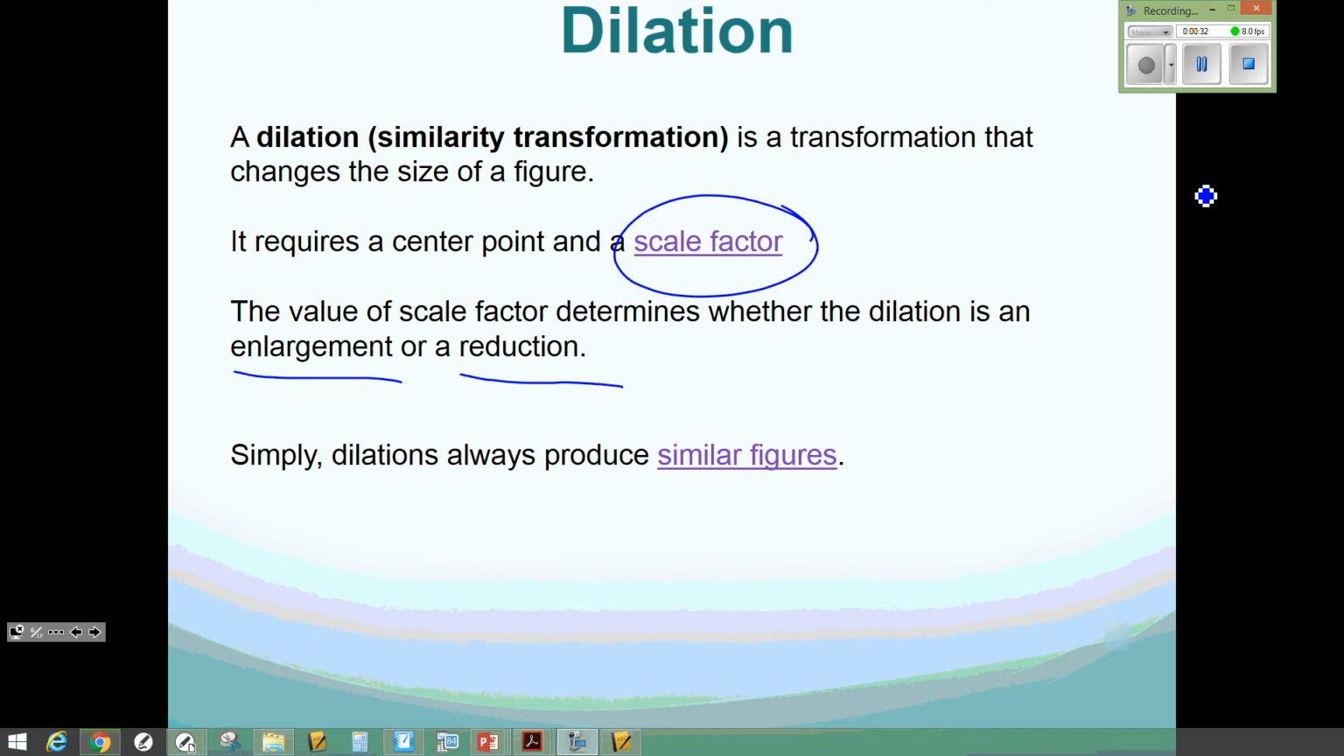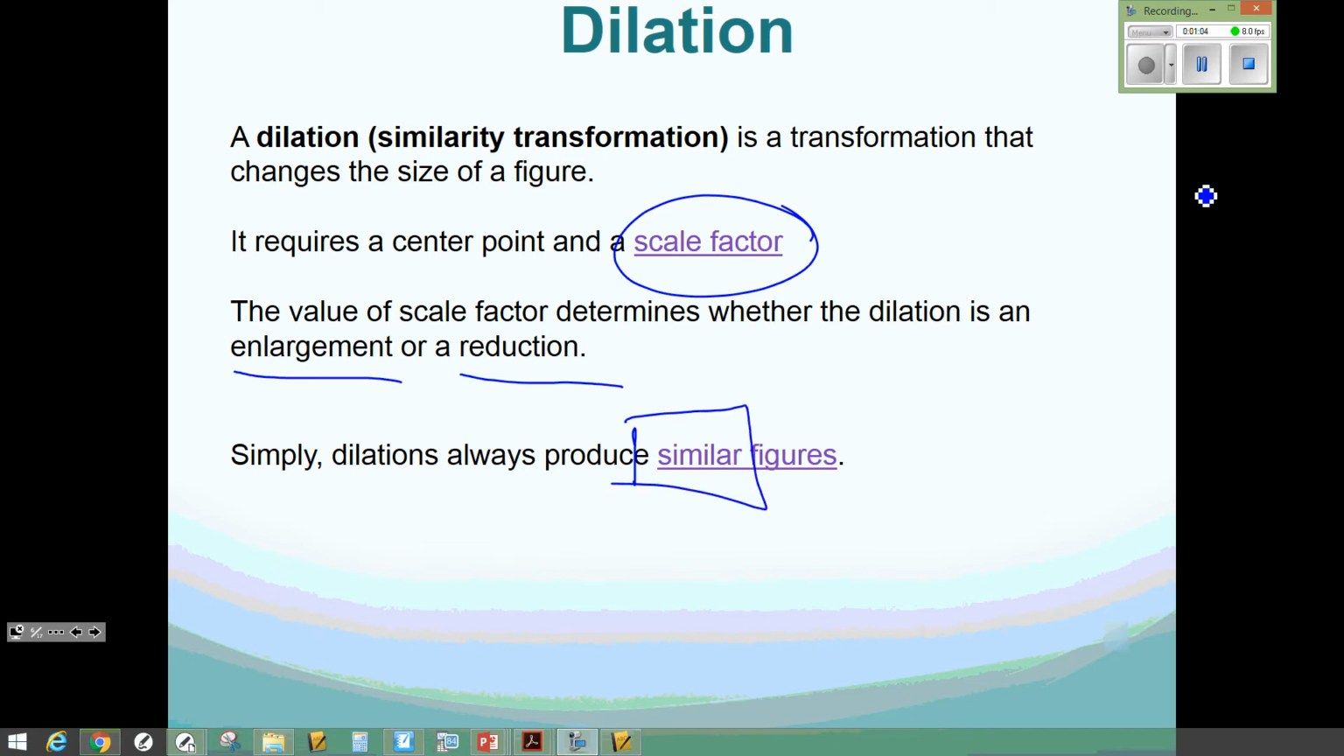So if you made your smaller tree the image, so it has prime markings on it, then what you've displayed is a reduction. How many of you made your prime figure the smaller tree? Okay, so most of you have a reduction. How many of you made your prime figure the bigger tree? Okay, so in your cases, your dilation would be an enlargement, right? It's getting bigger. Now, a key thing with dilations in general is that these will always create similar figures.